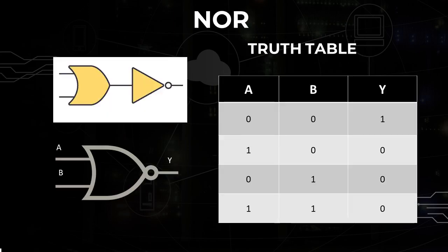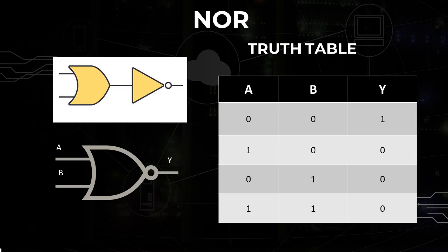Let's explore the NOR gate, which is a combination of the OR gate and NOT gate. The NOR gate outputs a 1 only if all its inputs are 0. Otherwise, it outputs 0. Here is the truth table for the NOR gate. When both inputs are 0, A is equal to 0 and B is equal to 0, the output is 1 because neither input is high and NOT inverts the OR result.